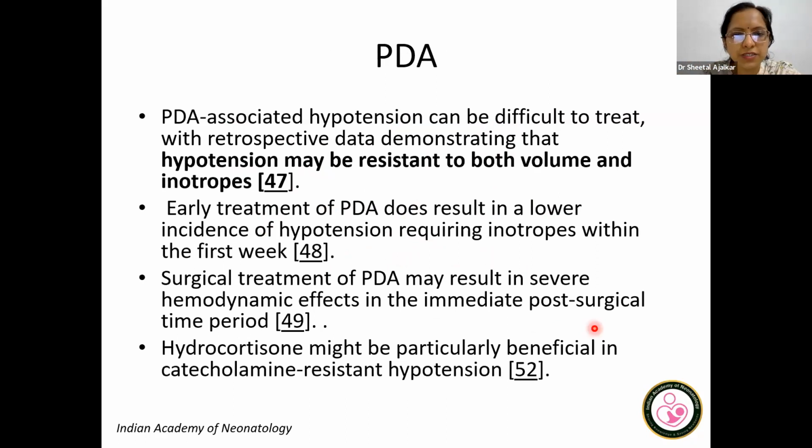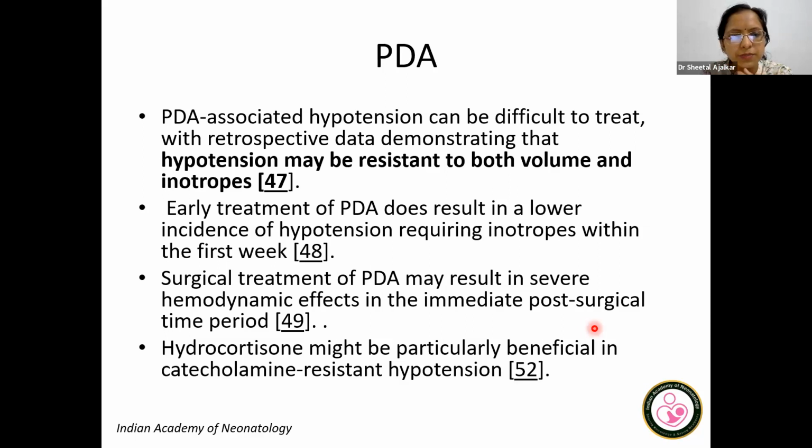hypotension in PDA can be resistant both to volume and inotropes. So for PDA as such, there is no choice of inotrope. But if the output is less, then dobutamine should be considered. And if the BP is low, then dopamine should be considered. So there is no evidence as such for it.